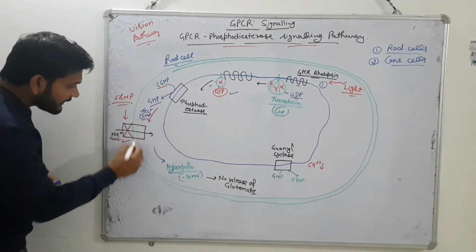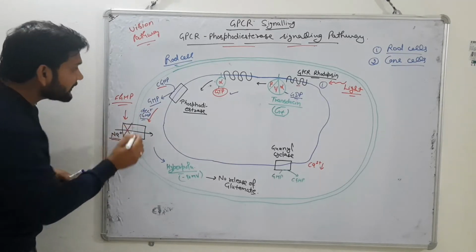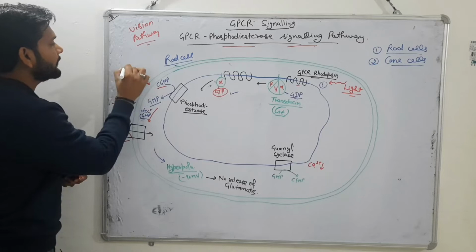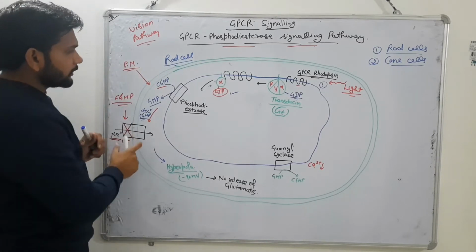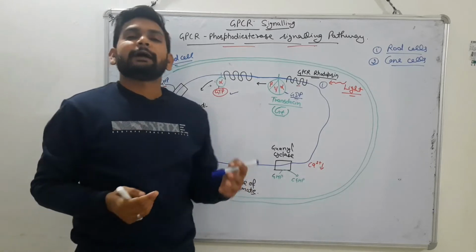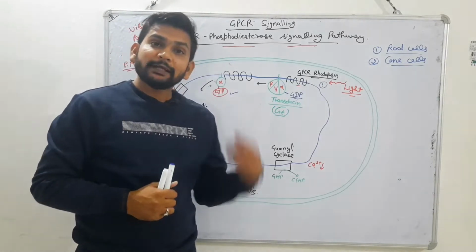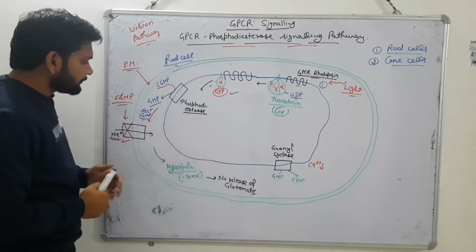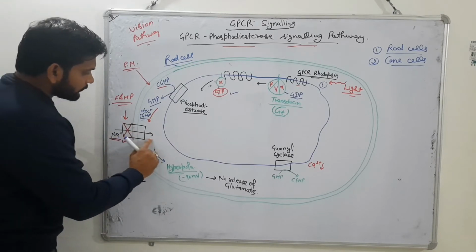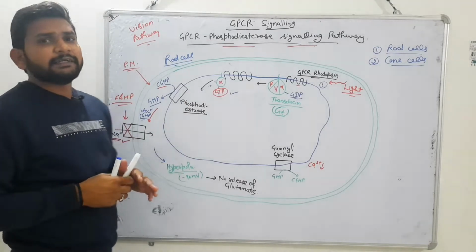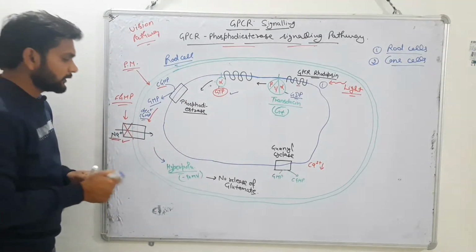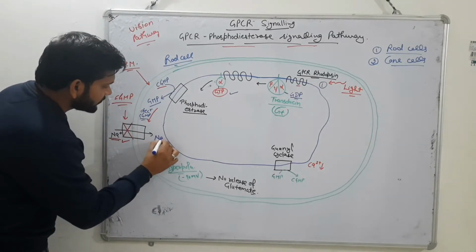Okay, this ion channel is present on the plasma membrane of the cell. So the cGMP-gated sodium ion channels are present on the plasma membrane. Here there is a decrease in the sodium ions.